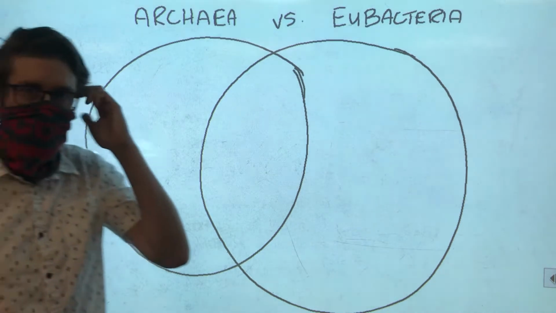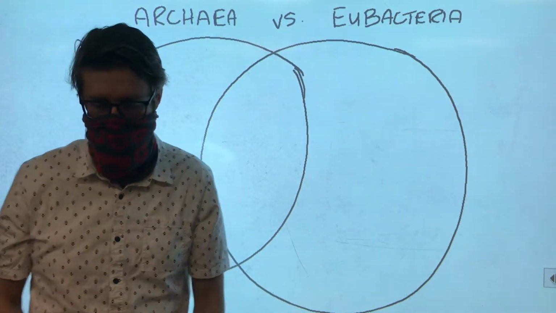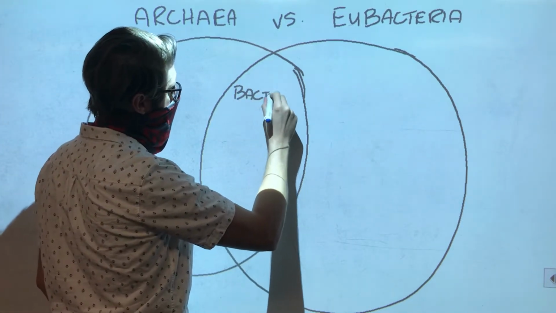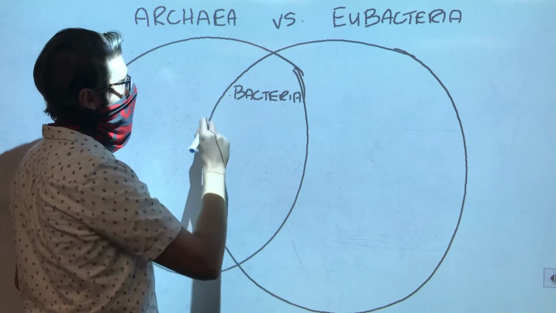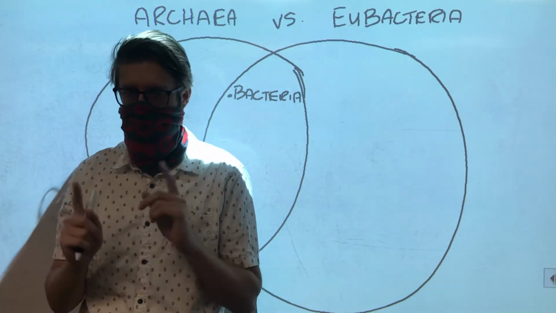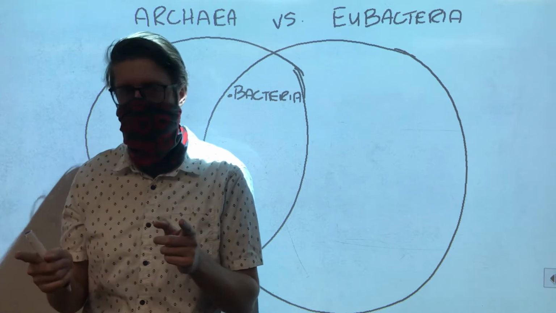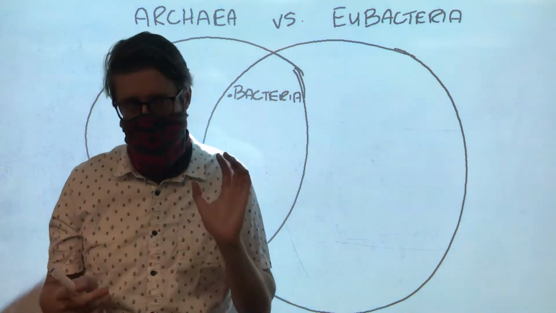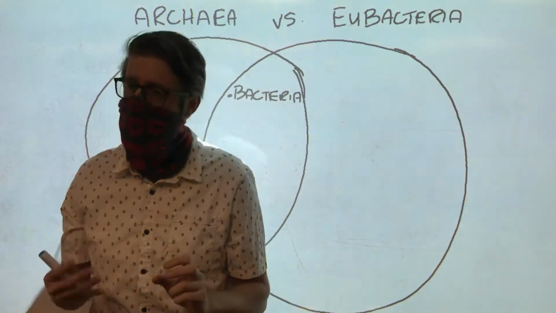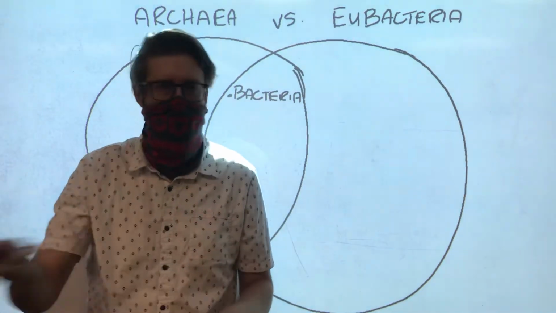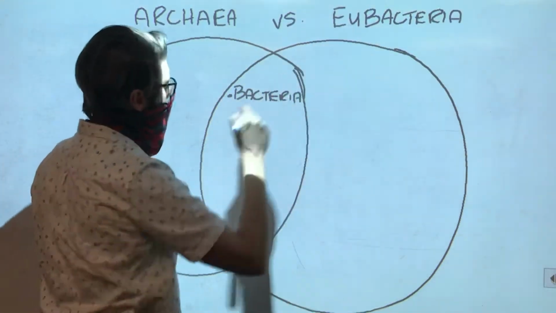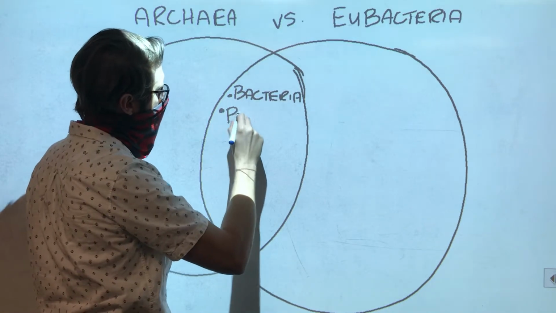Now, let's say we have a Venn diagram with archaea on one side and eubacteria on the other. So let's first talk about what they have in common, okay? Well, we know that they're both bacteria. And because they're bacteria, we know that there's only two kinds of cells in the whole world. Every living thing is made up of one of two kinds of cells, either prokaryotic or eukaryotic.